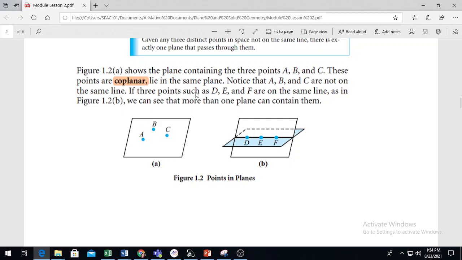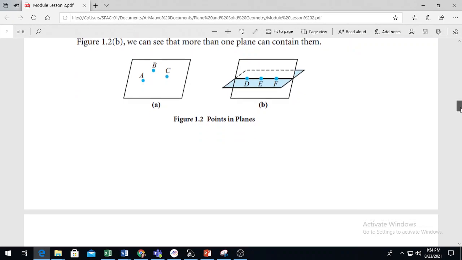Okay, so if 3 points such as D, E, F in figure 1.2b lie on the same line, we can see that more than one plane can contain them. So if the points that you can see in a plane can form a straight line, therefore there are two planes that can represent those points. Okay, kani siya o kaning nasa ibaba o kani siya.